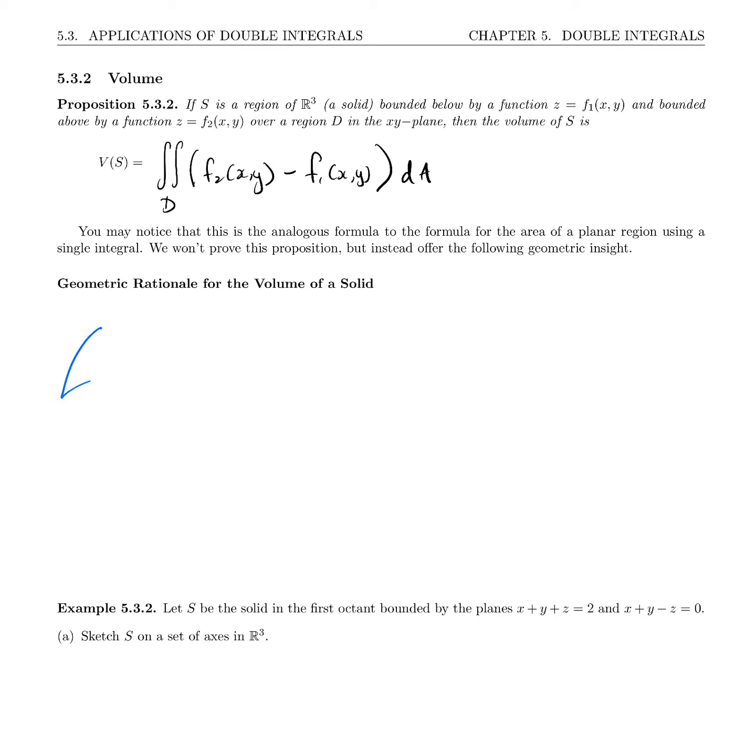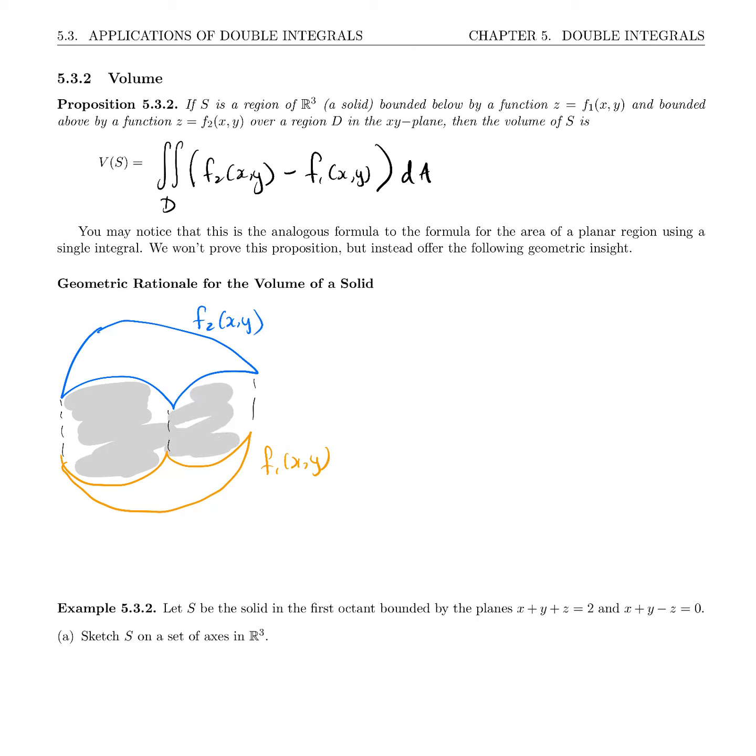So imagine that we had a top bounded surface. So here's our surface f2(x,y), and we had a bottom boundary, which let's call f1(x,y), like in the proposition. So we're talking about the volume captured between those two surfaces over some shadow region D down in the xy plane, right? So those surfaces are floating above some region D.